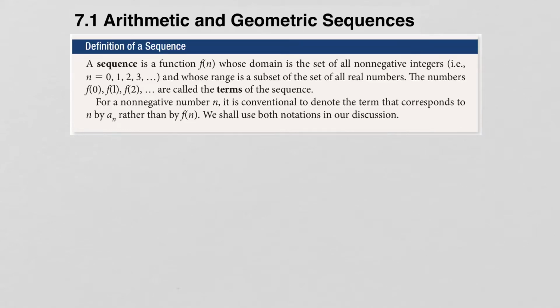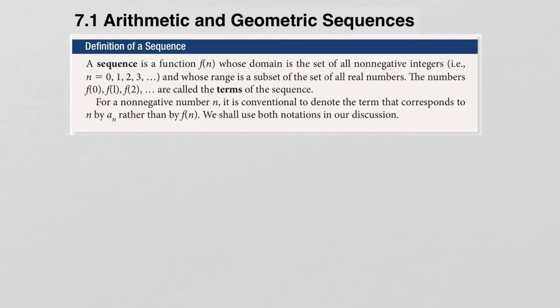In section 7.1, we look at arithmetic and geometric sequences. Let's start with the definition of a sequence. A sequence is a function f of n, whose domain is the set of all non-negative integers. In other words, n can be numbers like 0, 1, 2, 3, 4, etc. n cannot be a fraction, a negative number, or an irrational number.